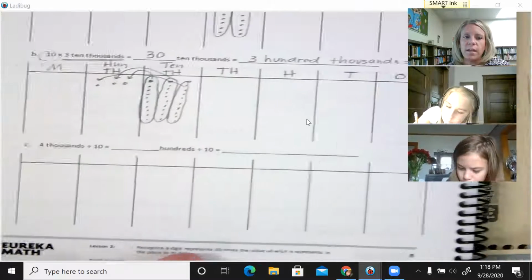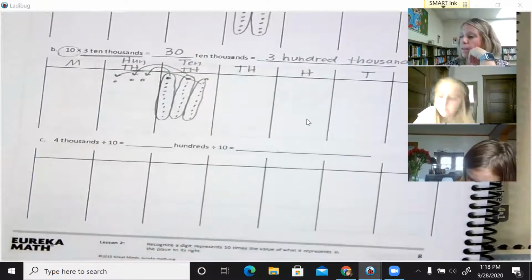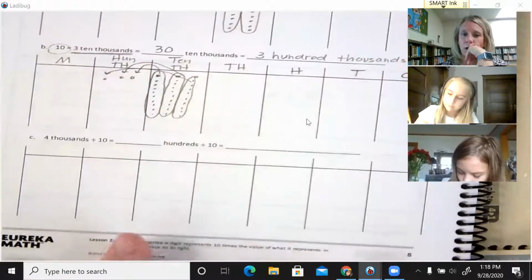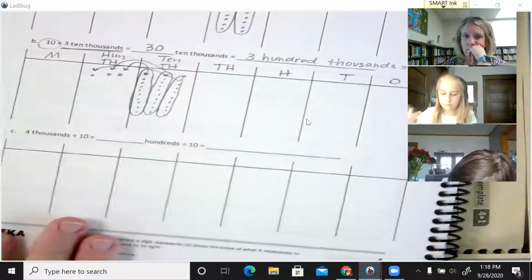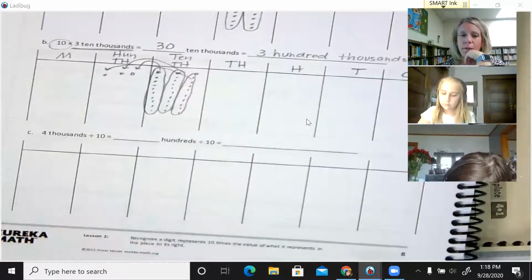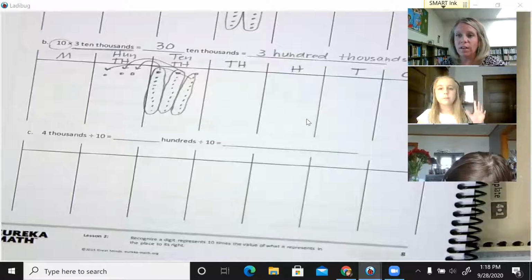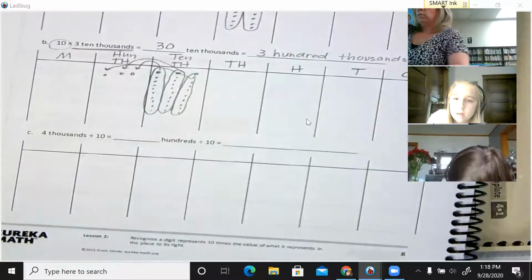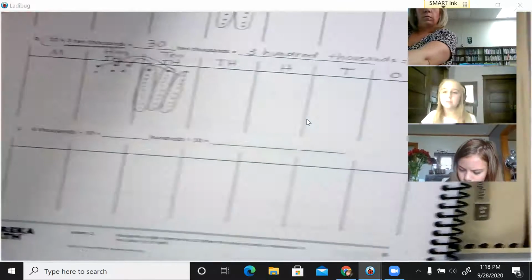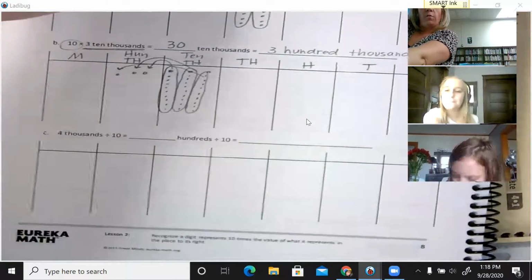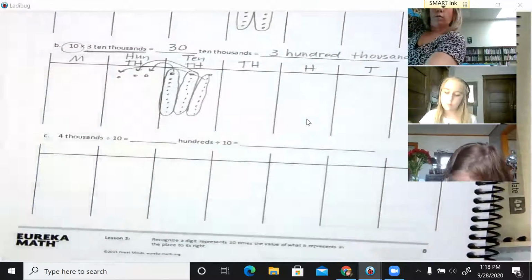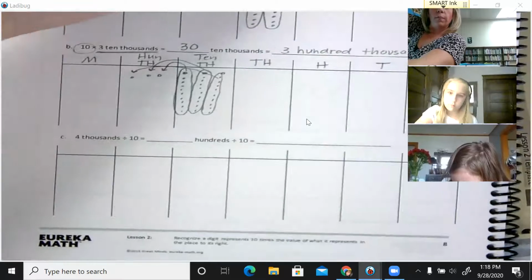Okay, so letter C. What is different about letter C than any of the problems we've done so far this whole school year? What's different about letter C? Go ahead, Sophia. There is a division sign. Right, we're going to be doing some dividing. So we're going to get this straightened out for you.